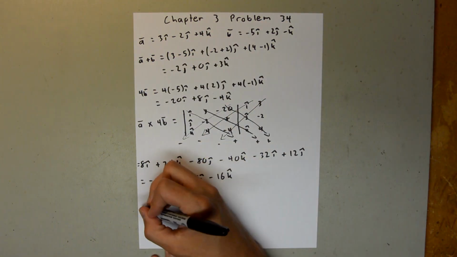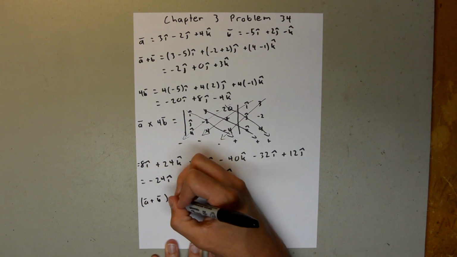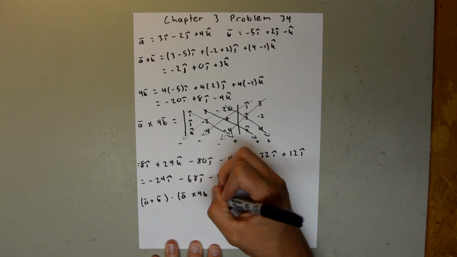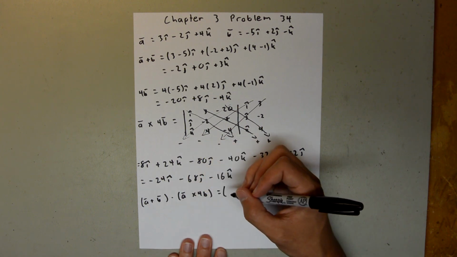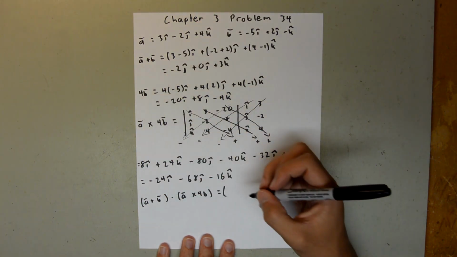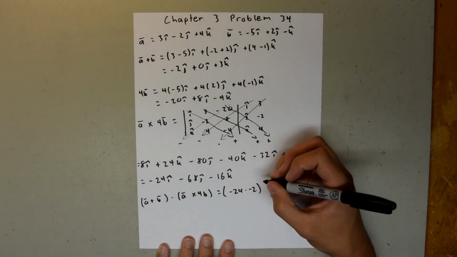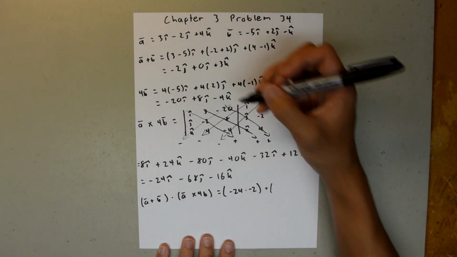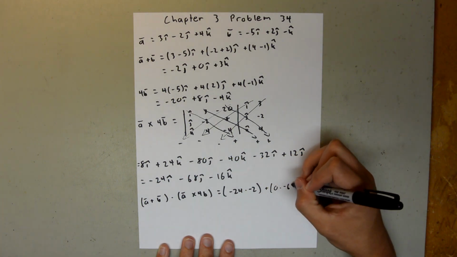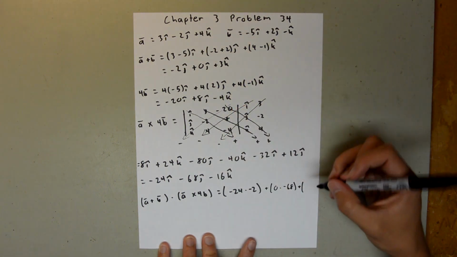And now for our final computation, we have A plus B dotted with A cross 4B. So we just multiply each component and then add them all together. So we have negative 2 and negative 24. So that's going to be negative 24 times negative 2 plus 0 times negative 68 plus 3 times negative 16.